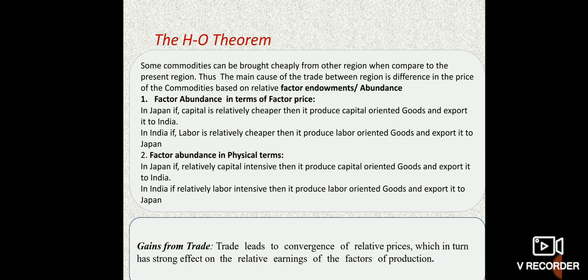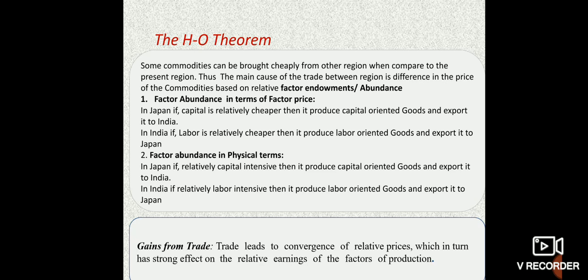The next one is factor abundance in physical terms. If Japan is relatively capital intensive, or if capital is available in larger quantity, then it produces capital oriented goods and exports them to India. If India is relatively labor intensive, then it should produce labor oriented goods and export them to Japan. Okay. So what is the difference between point 1 and 2 here? Point 1 speaks about price and point 2 speaks about availability in terms of physical quantity.